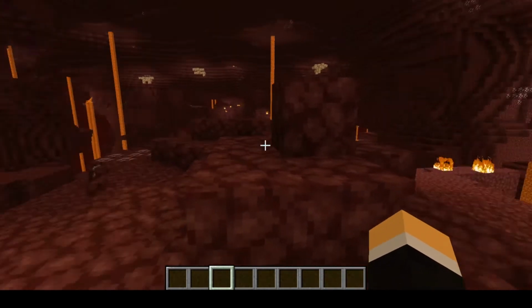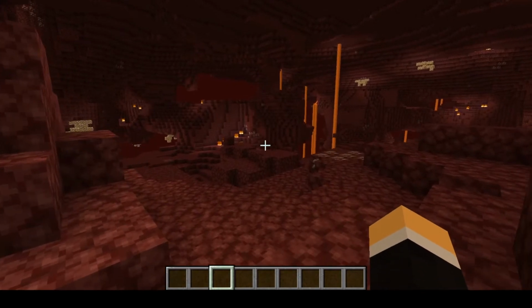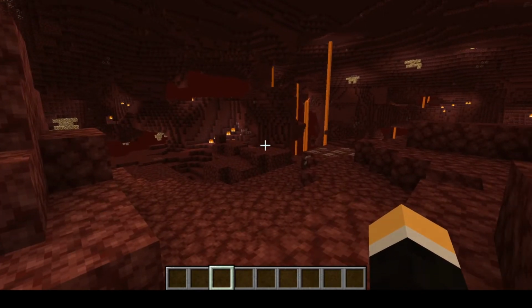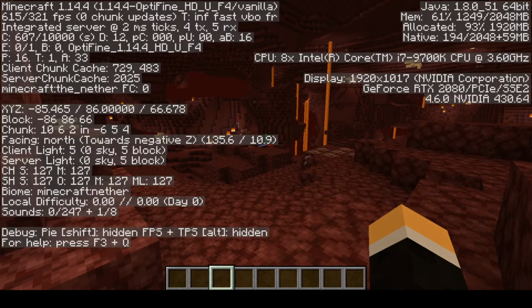Now, luckily, I followed my own advice, and I wrote down my coordinates. The coordinates for my Nether portal were -15 on the x, 74 in the y, the height, and the z coordinate was -142. So -15, 74, and -142 is where I need to be.